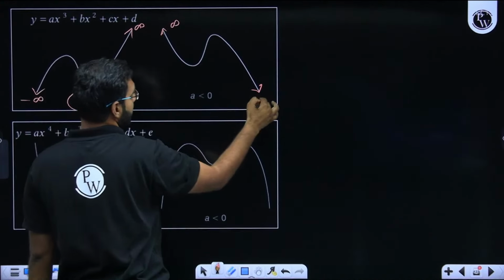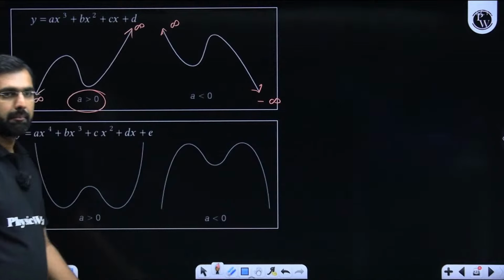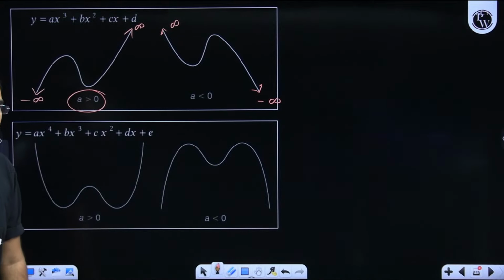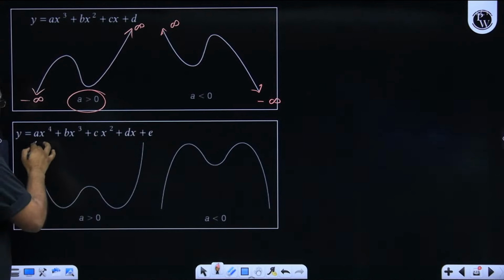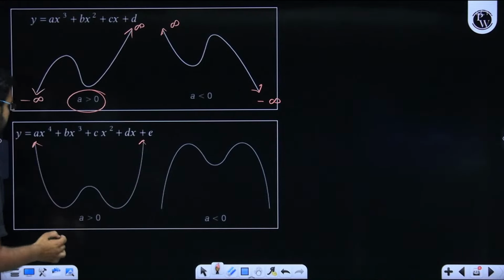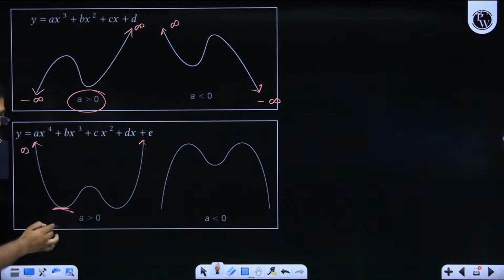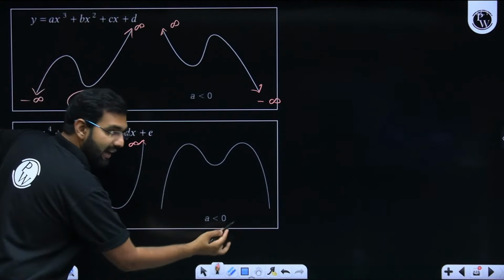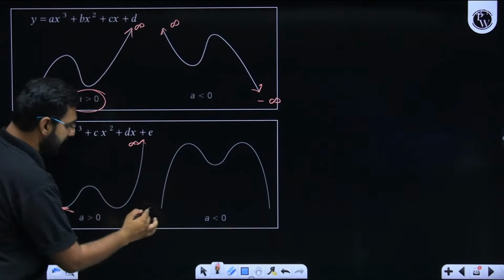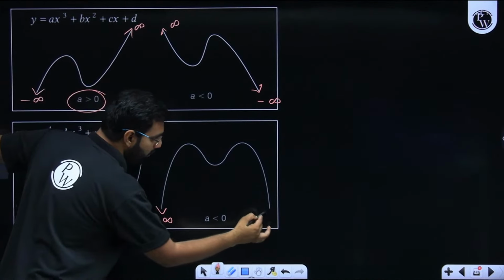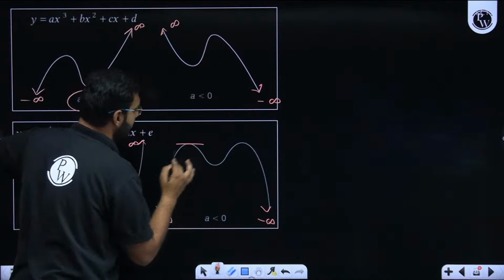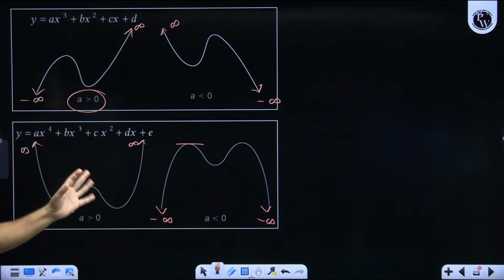go till minus infinity. But with biquadratic here, if it is having the coefficient positive, then it will come from infinity, attain a certain substantial minimum value and go back to infinity. If the coefficient of the highest degree term is negative, in that case it will come from minus infinity, go back to minus infinity and attain a certain substantial maximum value.